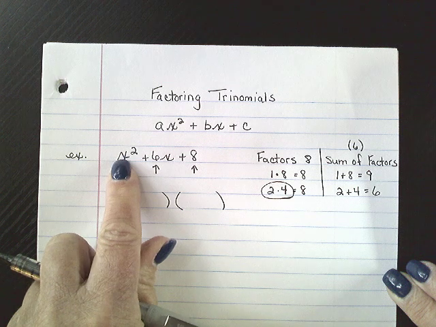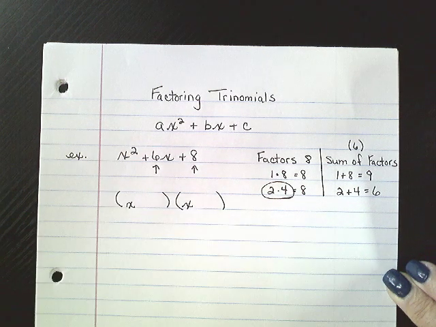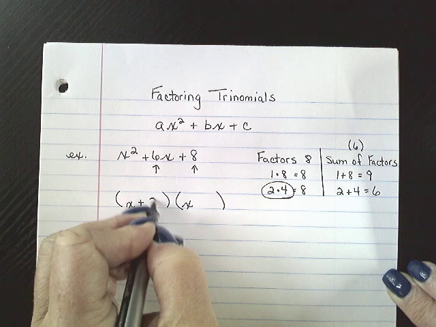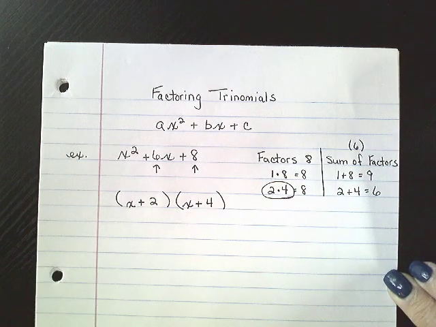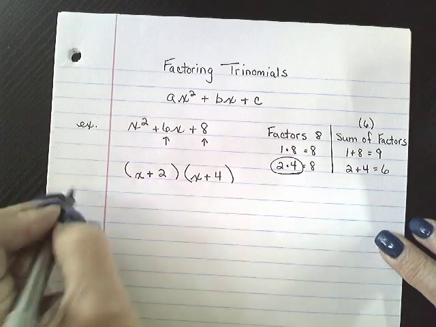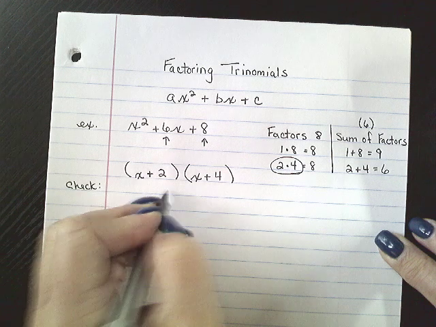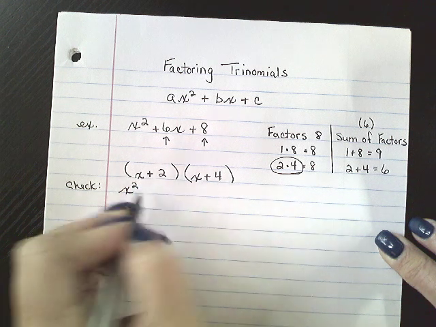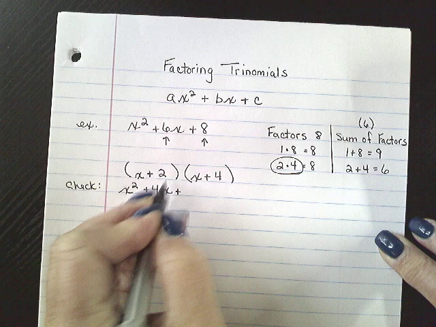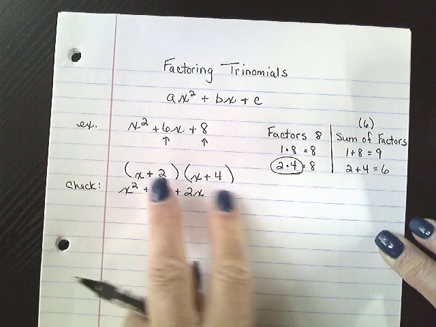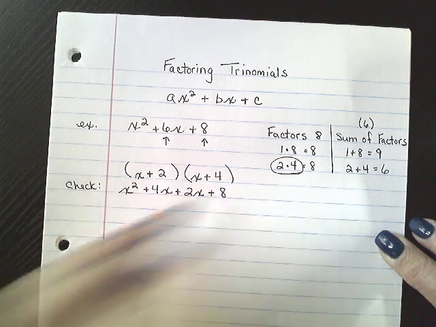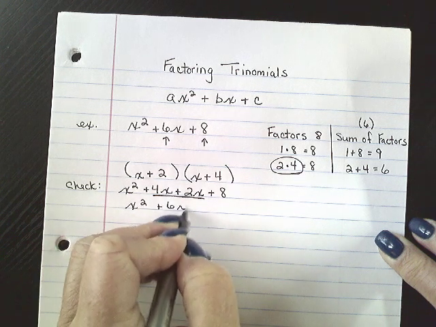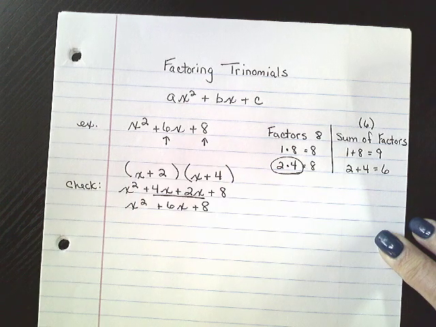We have 2 x's here for x squared, so 1 goes in each of the 2 binomials. Then we are going to say 2 times 4, so that's going to be plus 2 and plus 4. Now to check it, you can use your FOIL method. So to check, we can do x times x, which would be x squared, x times 4, which is 4x, and 2 times x, which is 2x. Then the last term, 2 times 4, which is 8. These two get added, they're like terms, x squared plus 6x plus 8. And that's exactly what we started with.